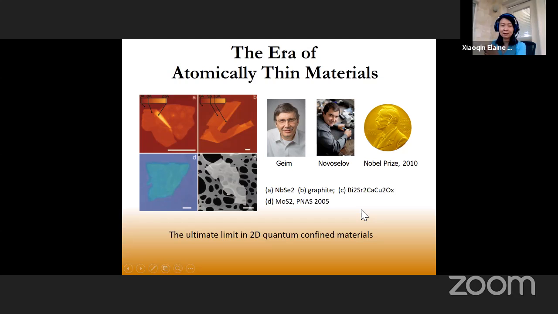And as we can see, when you thin these materials to one or two layers, their properties actually drastically change. So this is the power of manipulating quantum confinement, and these single layer or single unit cell materials represent the ultimate limit in how thin you can make two-dimensional materials.